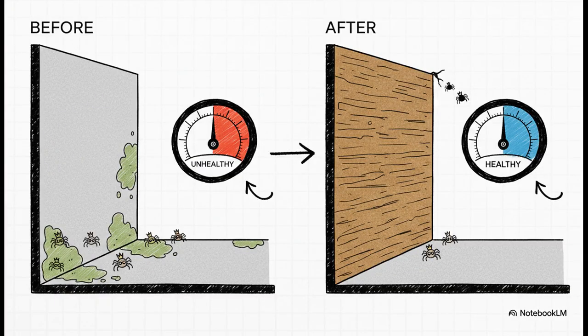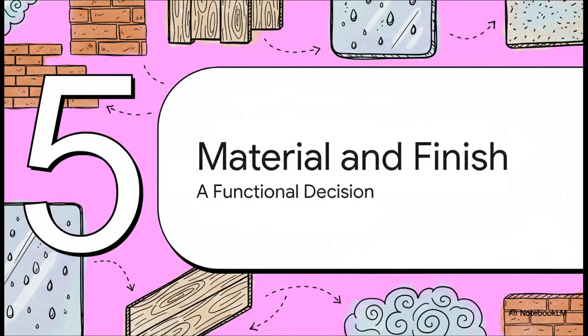So by passively moderating humidity and keeping it in that lower range, an earth wall helps to create an indoor environment that naturally suppresses the growth of things like mold and dust mites. This isn't really an argument about subjective comfort, it's an argument about health. And this all brings us to a final, very practical point, the material and the finish you use on the wall's surface. This is a functional decision, not just an aesthetic one.